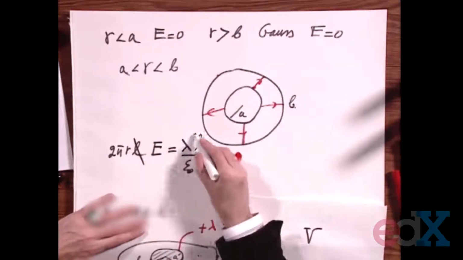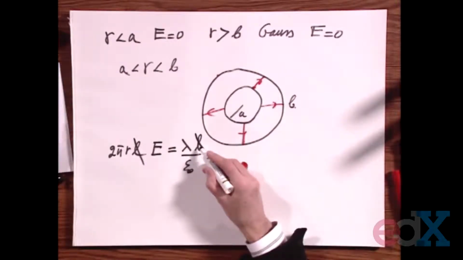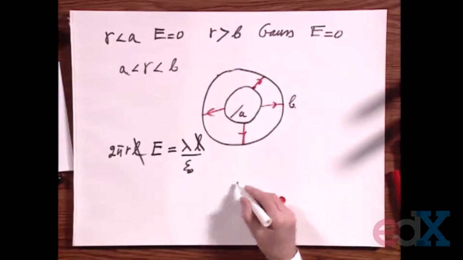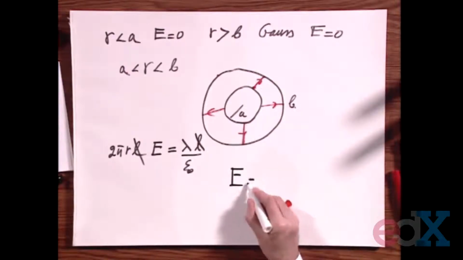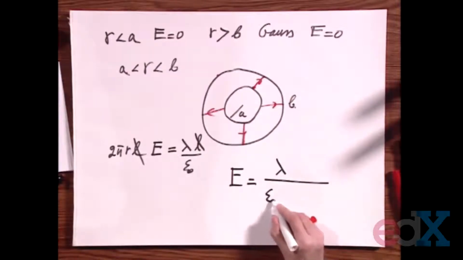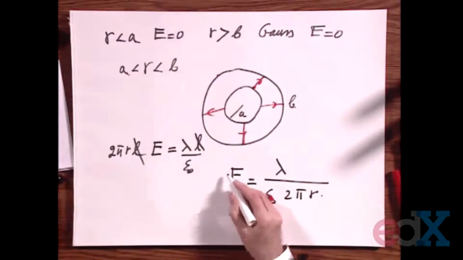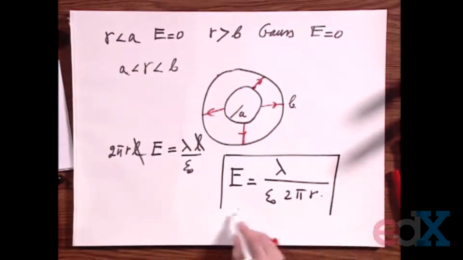And the L cancels, the L better cancel, because it would be absurd if the E field depended upon the length of my Gaussian box, and I find that E equals lambda divided by epsilon 0 2 pi r. A very famous result. It's proportional to 1 over r. With a sphere, we had an electric field falling off as 1 over r squared. With a cylinder, we have an electric field falling off as 1 over r.